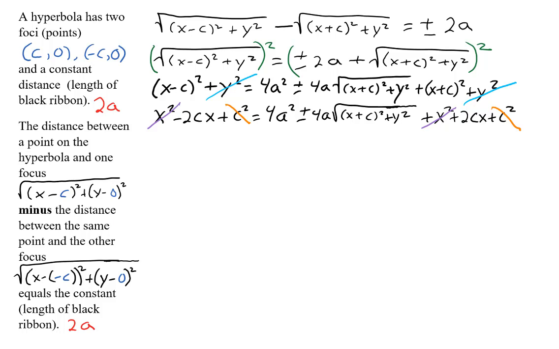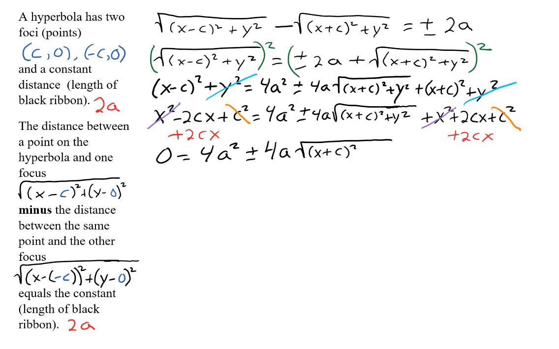We have 2cx on both sides, but we can't cancel that out. On one side it's negative, and on the other side it's positive. So we add 2cx to both sides to bring those pieces together. This leaves us with 0 equals 4a squared plus or minus 4a times the square root of the quantity x plus c quantity squared plus y squared plus 4cx.